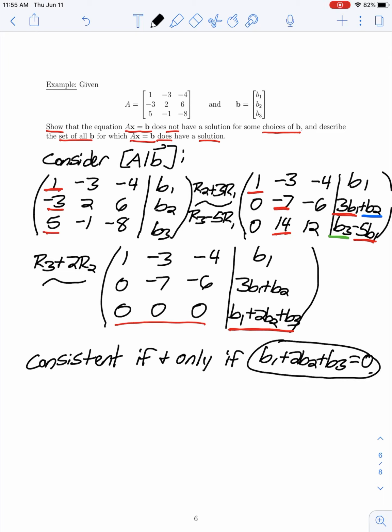All right. So here we can think about this equation, a linear equation in 3 unknowns, b1, b2, and b3. So a linear equation in 3 variables, we could say this defines a plane in space, that is in R3. So our solution set, the set of all vectors b such that Ax equals b would have a solution, is some plane in space.